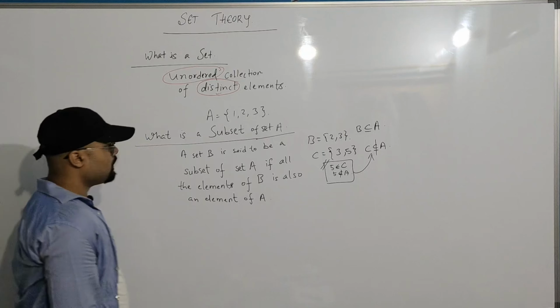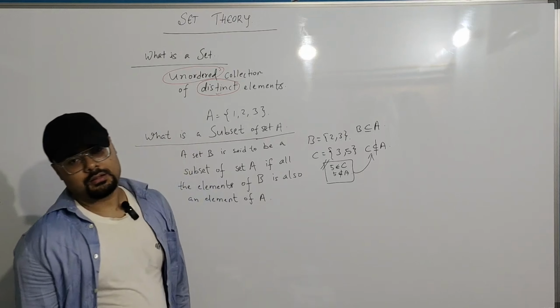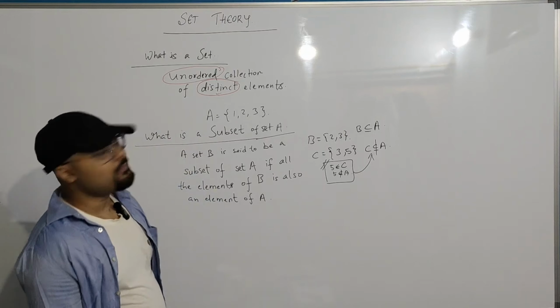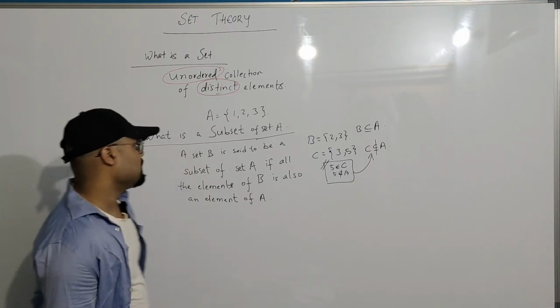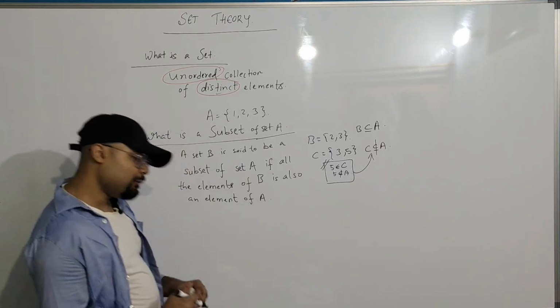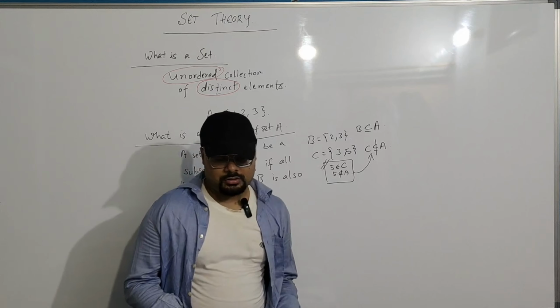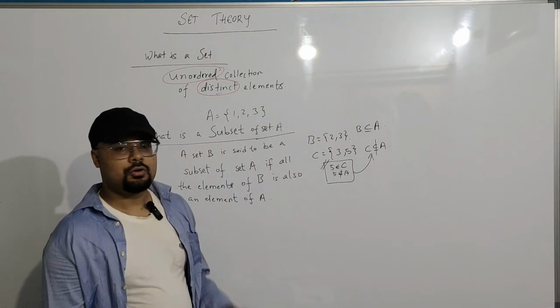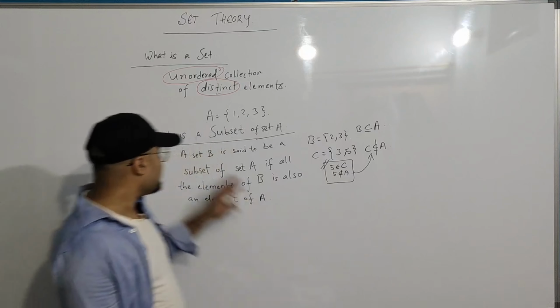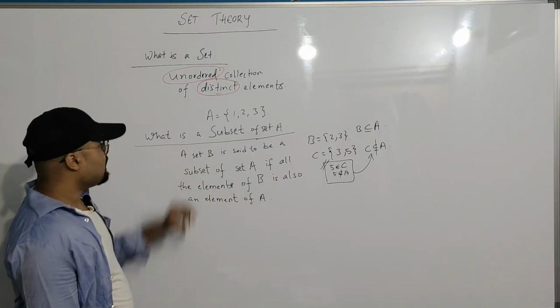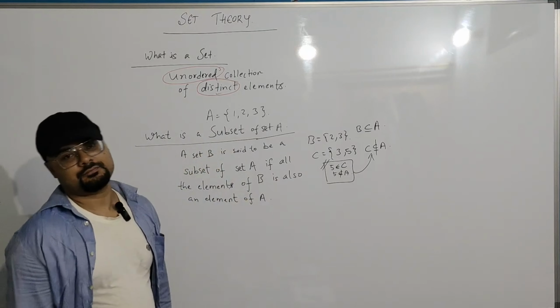If a set is given to you and you are asked to form a subset from this set, you know that the elements of a subset have to come from A only. And from the definition of a subset, the set A is a subset of itself.